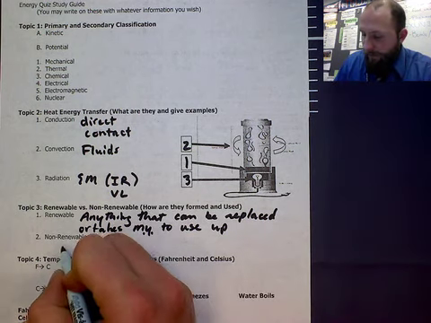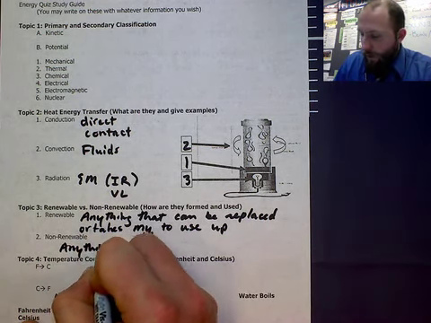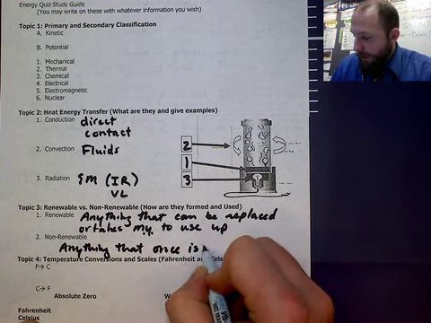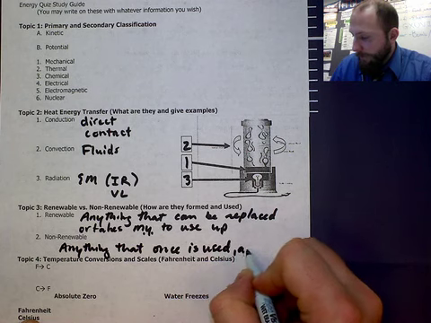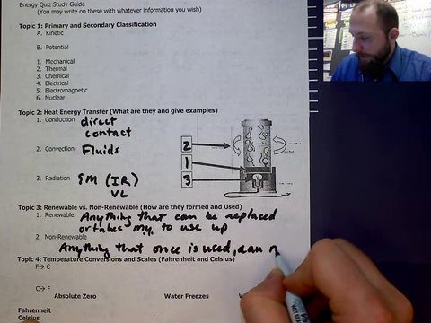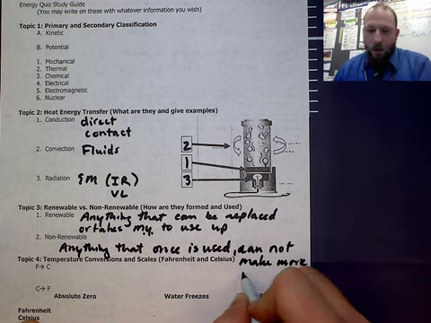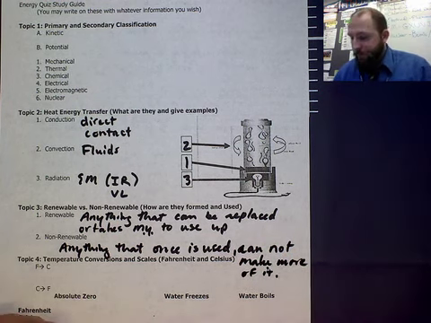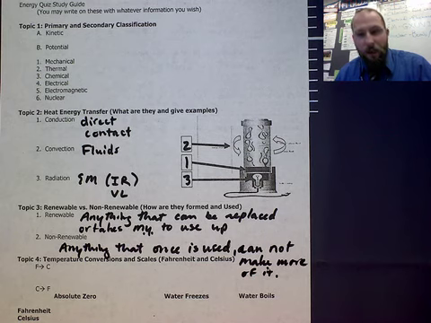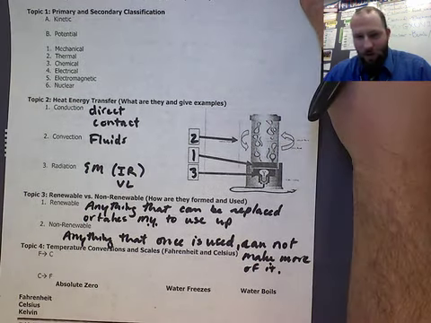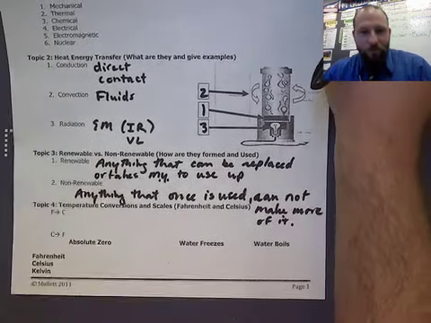Non-renewable, anything that once is used, you cannot make more of it. Big ones, fossil fuels, obviously. Uranium, things of that nature. Once it's been used up, it's very difficult to make more fossil fuels and more uranium. It's not a task that most scientists have even tried to do.